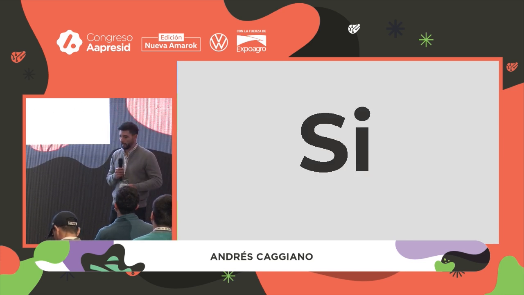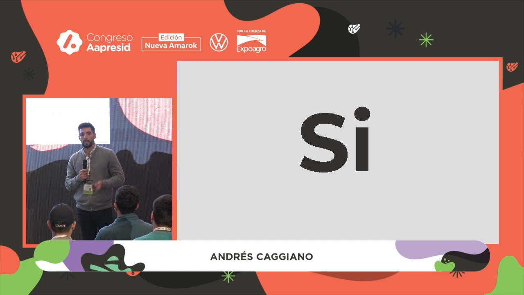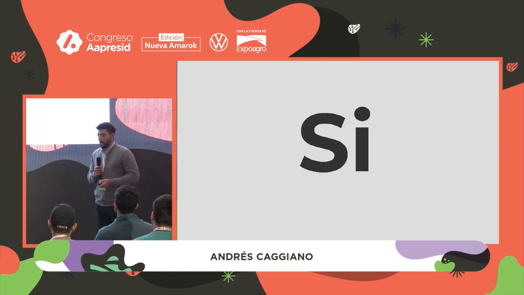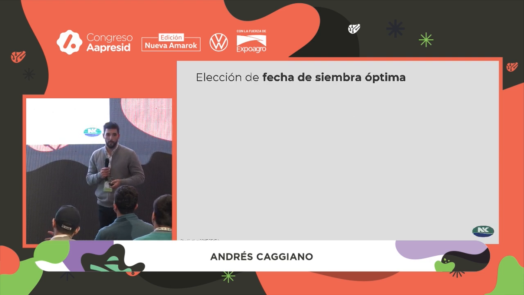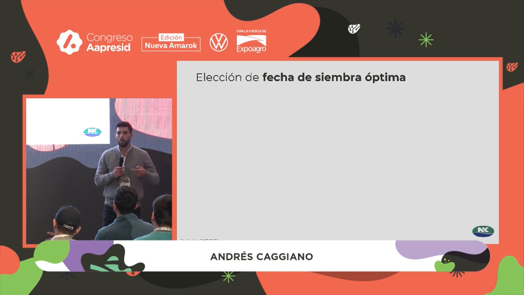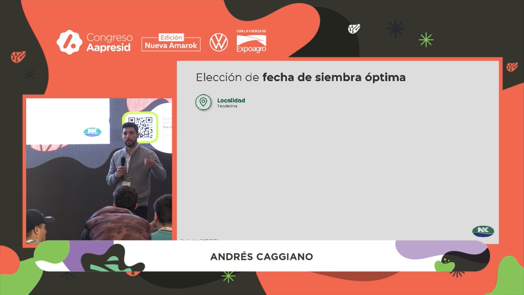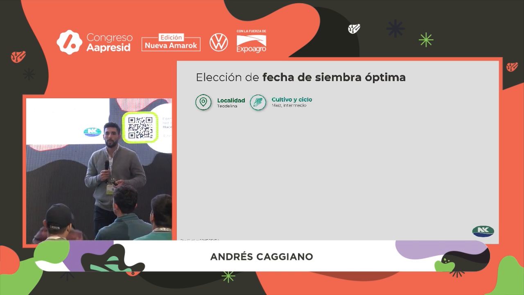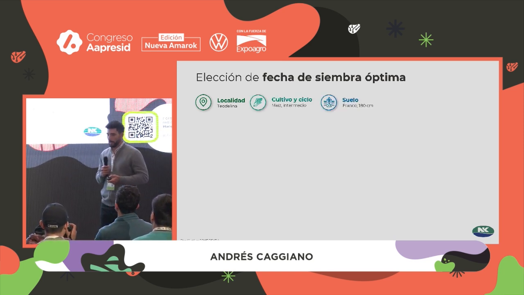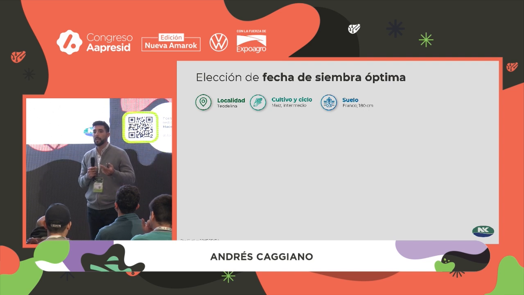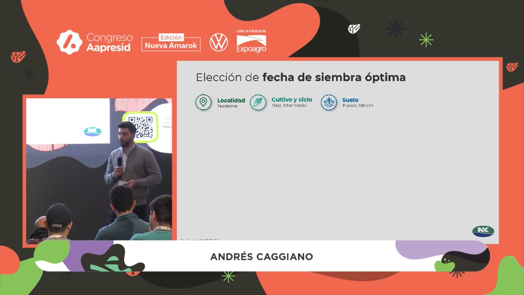So the question is, can we make data-driven decisions in agriculture? The answer is yes. And let me share with you the digital tools that we have and how we can use them to our advantage. There is one tool that allows us to know the optimum sowing date. This prediction model has certain inputs. You can load the site or location, the crop and cycle, the type of soil, whether it is clayey soil or sandy soil or loam soil.